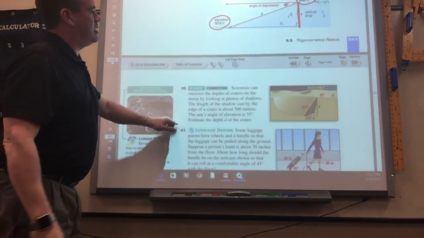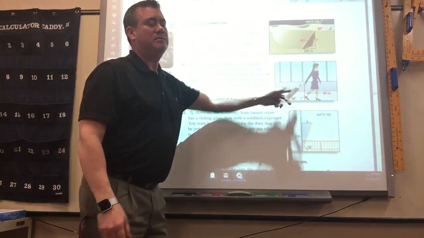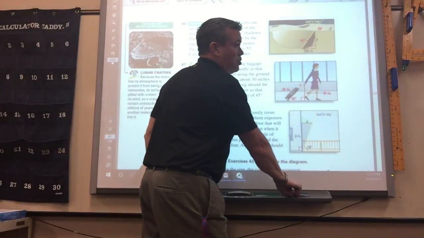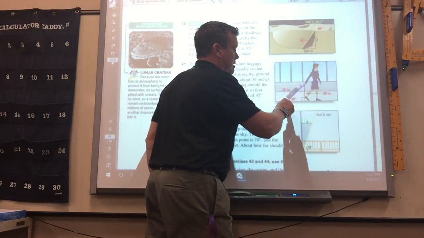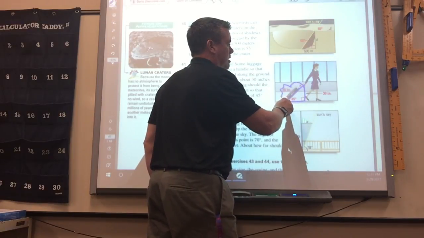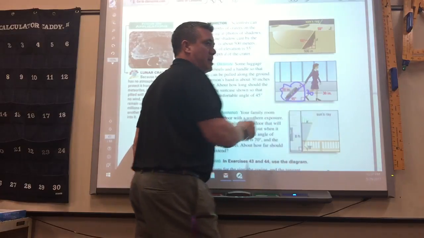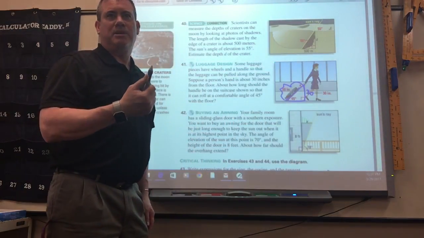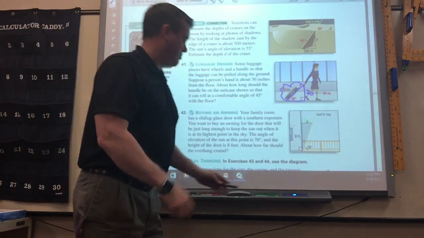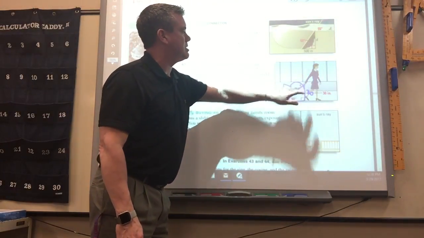The real tricky one is this one. They want just the handle. So when you do this, just treat it like it's a regular right triangle. Find this whole length right here, because you know this is 30, and then just subtract 26 off. That'll give you the handle. Does that make sense? So if you find the whole thing, take off 26. That'll give you the handle.